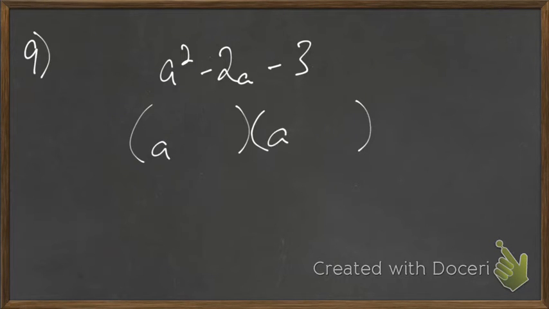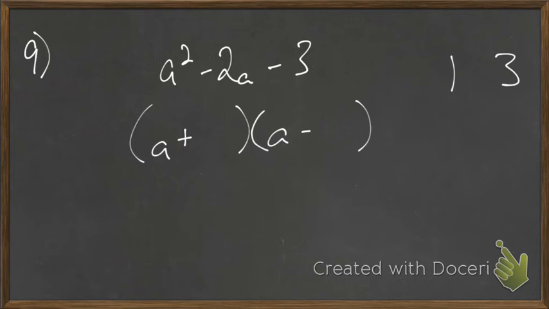Two negatives. I'll take care of the hard part. But to multiply to get a negative, we need one of each, right? But if I'm going to add to get a negative, which one has to have the larger absolute value? The negative does. So factors of 3. Let's put them all down.